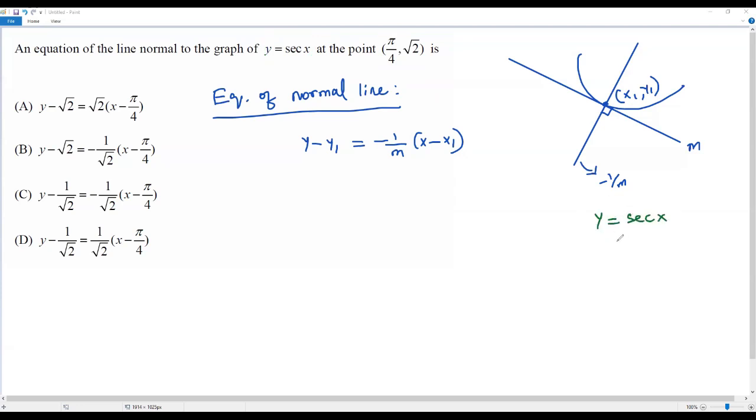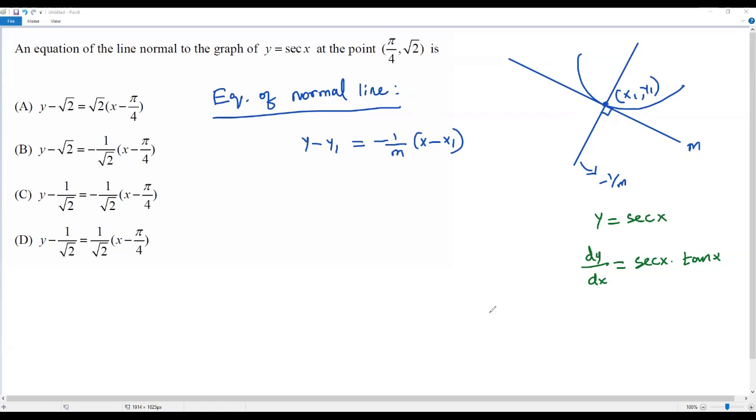Now let me take the derivative on both sides with respect to x. When I do so, I get dy over dx on the left side. The derivative of secant x is secant x times tangent x. This dy over dx represents the slope of the curve. When I consider the slope of the curve at this particular point x1 comma y1, at which we have drawn the tangent line and normal line, the slope of the curve at this point is equal to the slope of the tangent line m.